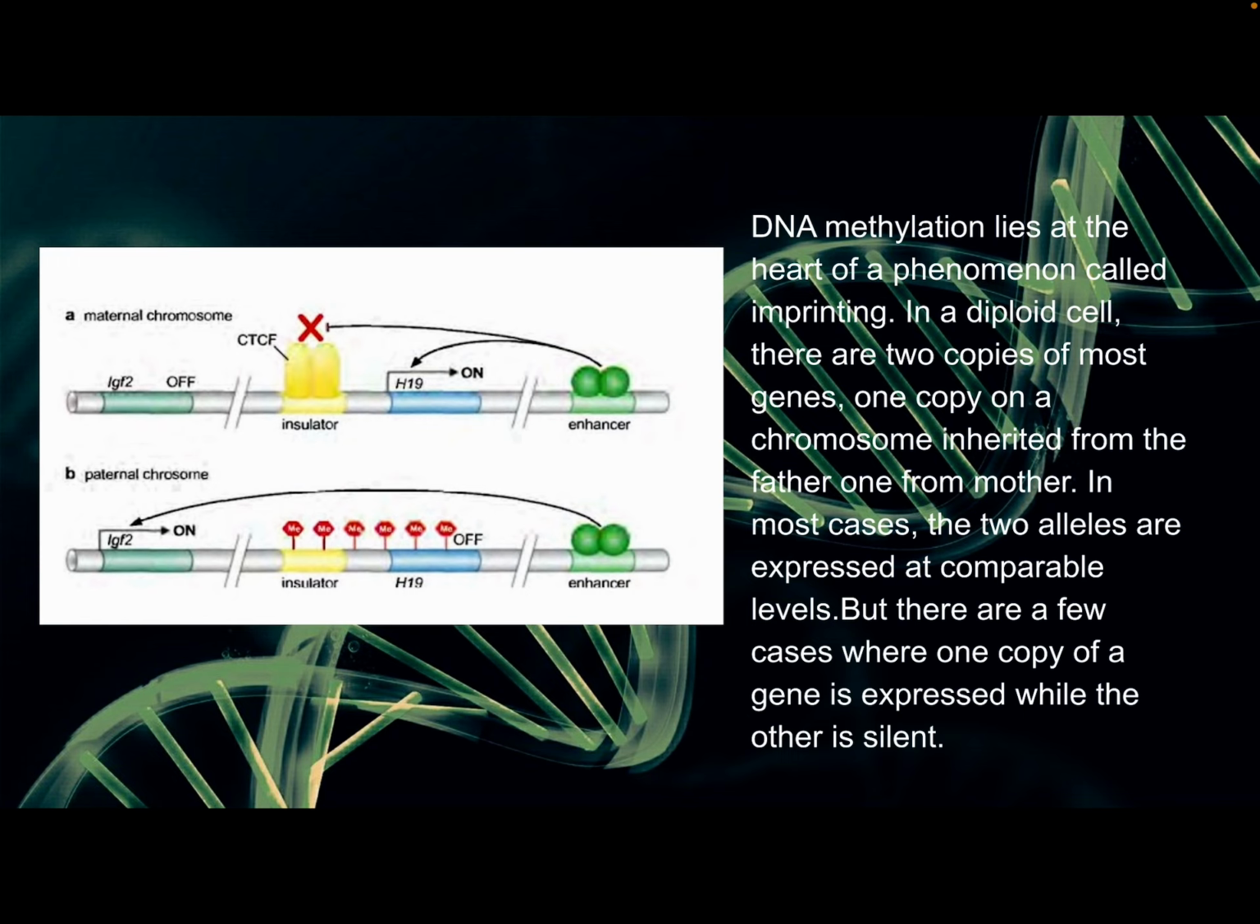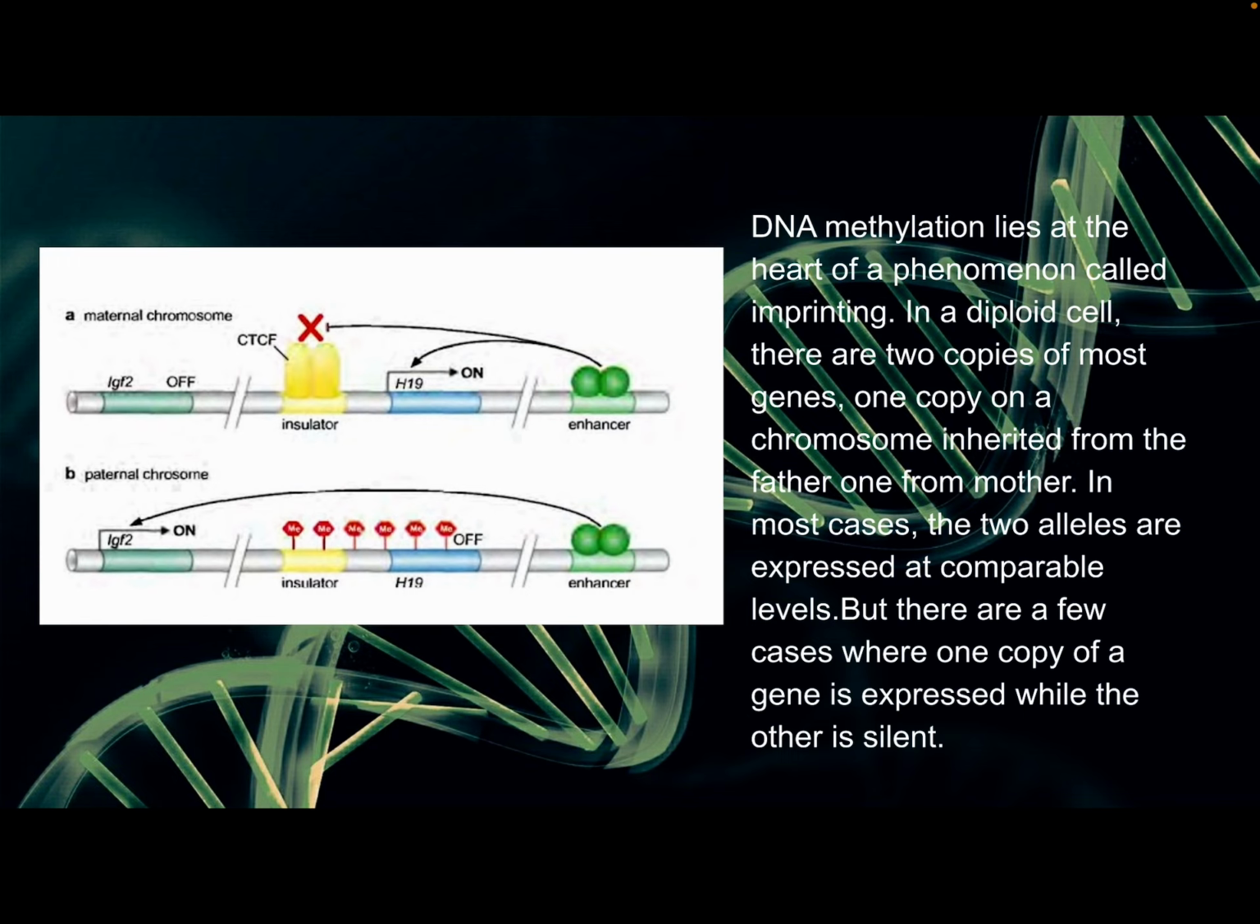Two regulatory sequences are critical for the differential expression of these genes: an enhancer, which is downstream of the H19 gene, and an insulator located between the H19 and IGF2 genes. The enhancer, when bound by the activators, can activate either of the two genes. So, why does it activate only H19 on the maternal chromosome and IGF2 on the paternal chromosome? The answer lies in the role of the insulator and its methylation state.